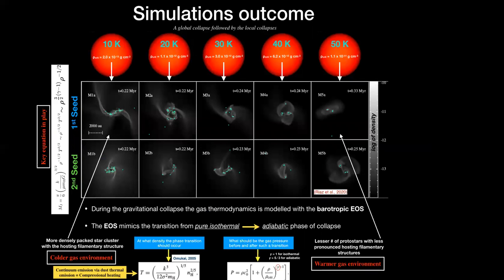So this is the final outcome of our simulation that we performed. These are the initial density spheres from 10 to 50 Kelvin, each transforming from the isothermal to the adiabatic phase at a particular value of the density. And when we see the cold gas environment and the hottest thermal gas environment, the 10 and the 50 Kelvin, these are the outcomes.